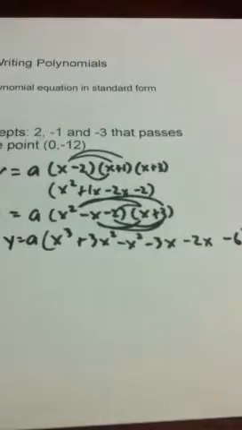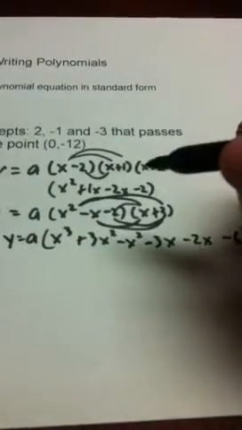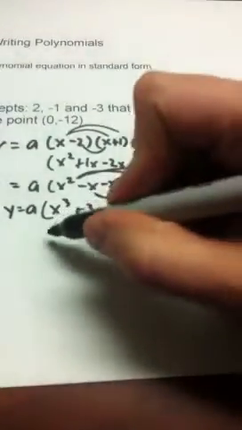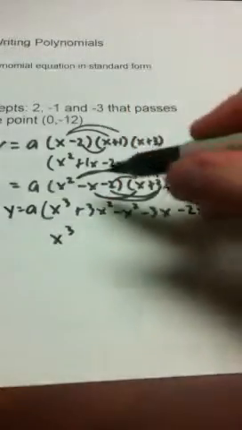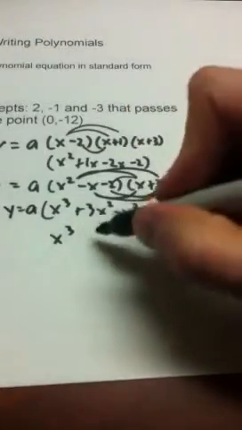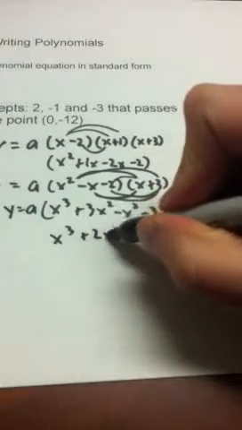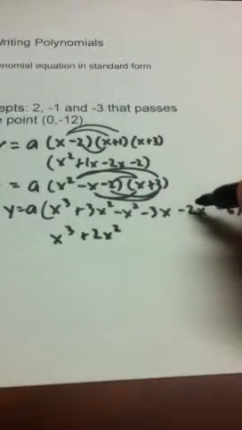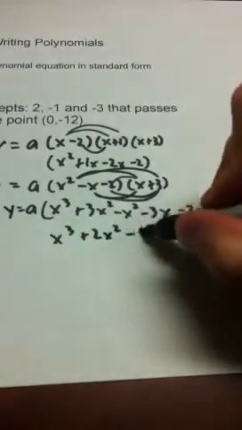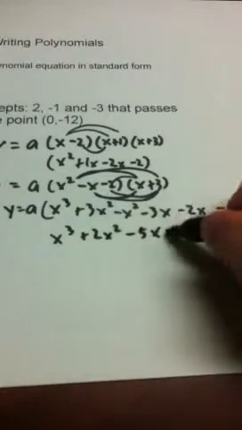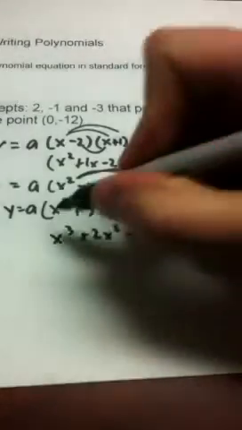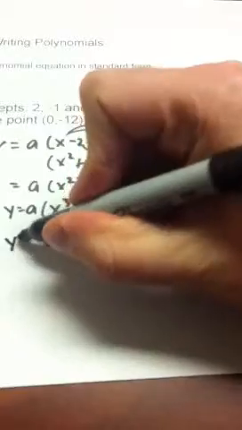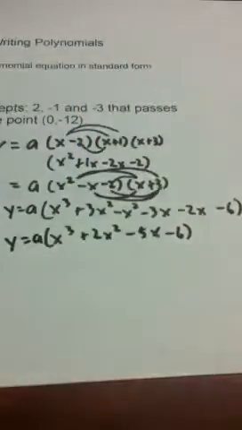Alright, so I'm getting close. I'm going to combine some like terms, simplify this a little bit. So I get x cubed. I've got 3x squared minus x squared is plus 2x squared. Negative 3x and negative 2x is a minus 5x, and then minus 6. And y equals a.